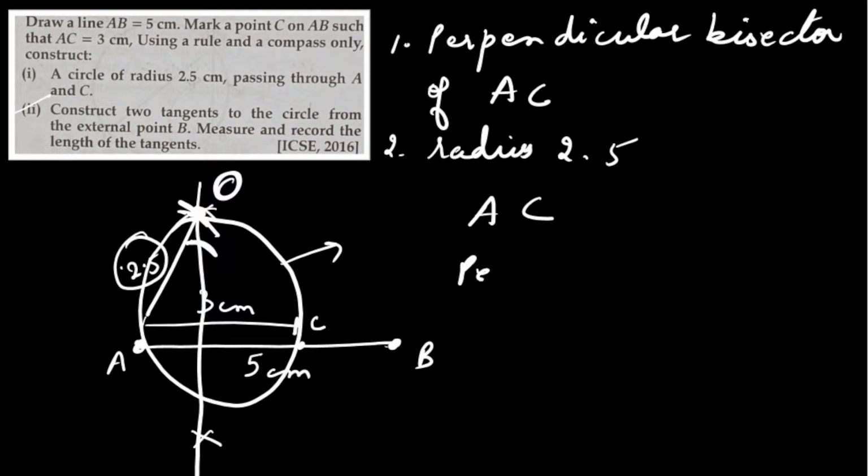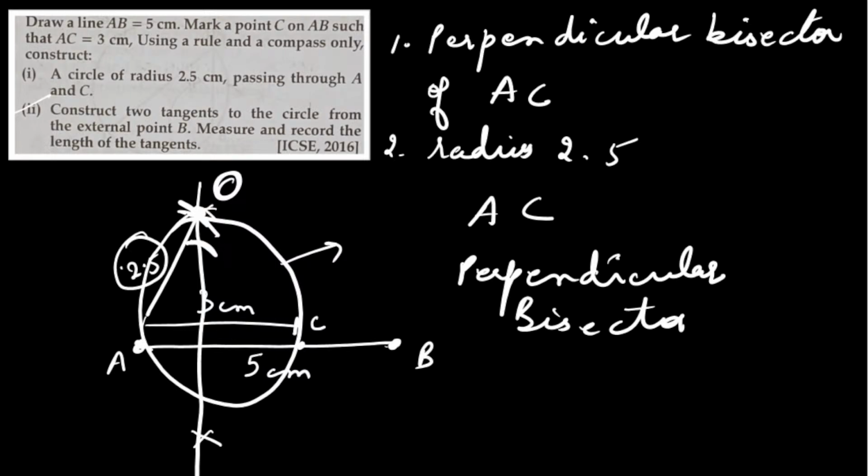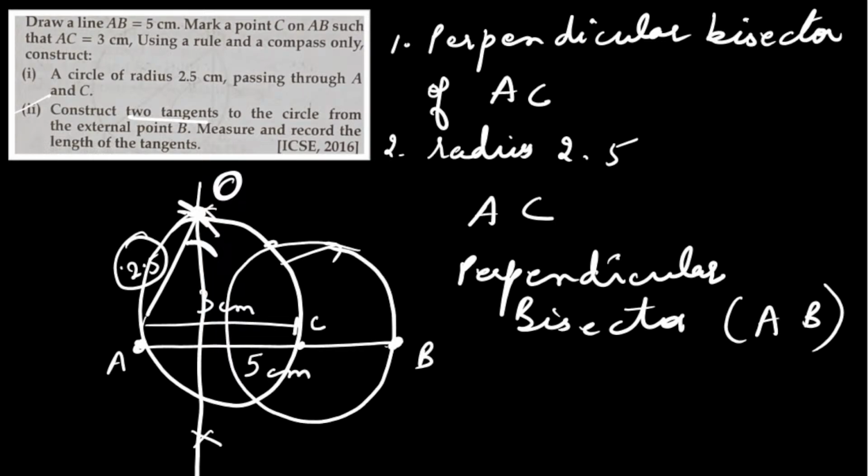Again we have to use the concept of perpendicular bisectors. Now as we have to construct from point B, so we will draw perpendicular bisector of line AB, because from point B we have to draw two tangents. So perpendicular bisector of AB we will do. So after doing perpendicular bisector of AB, we will get one more circle which will intersect the previous circle, and their point of intersection we will join with point B. So this is how the final figure will be.